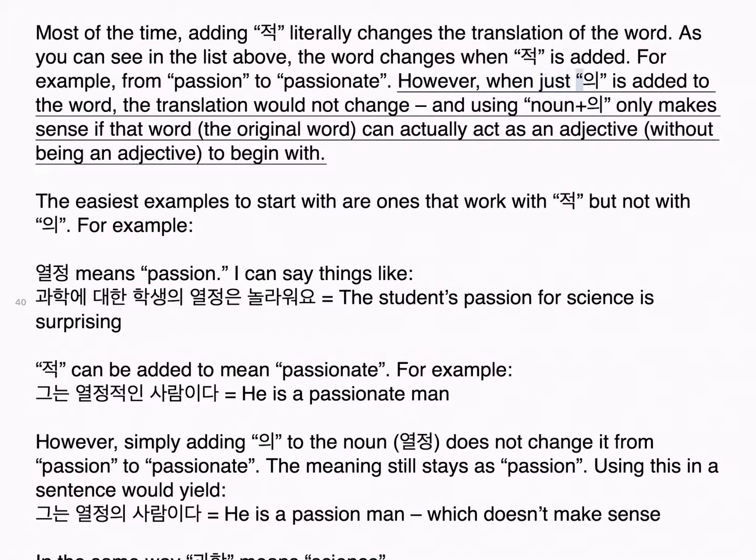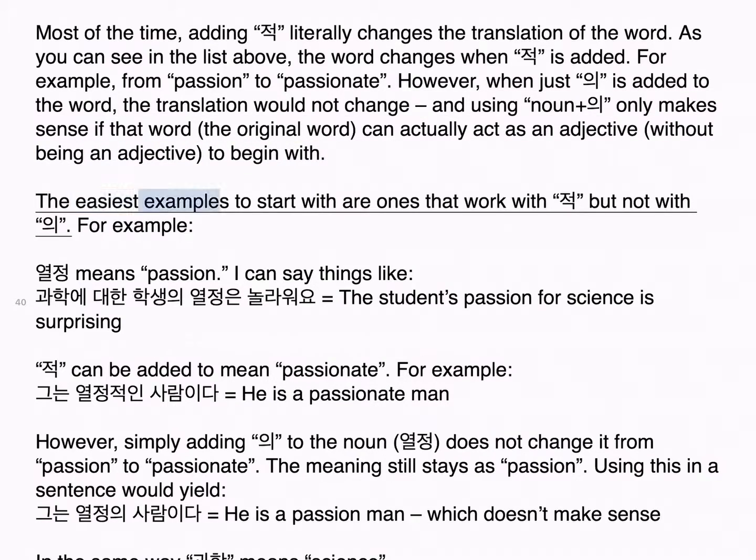However, when just 의 is added to the word, the translation would not change, and using noun plus 의 only makes sense if that word, the original word, can actually act as an adjective without being an adjective. To begin with, the easiest examples to start with are ones that work with 적 but not with 의. For example, 열정 means passion.